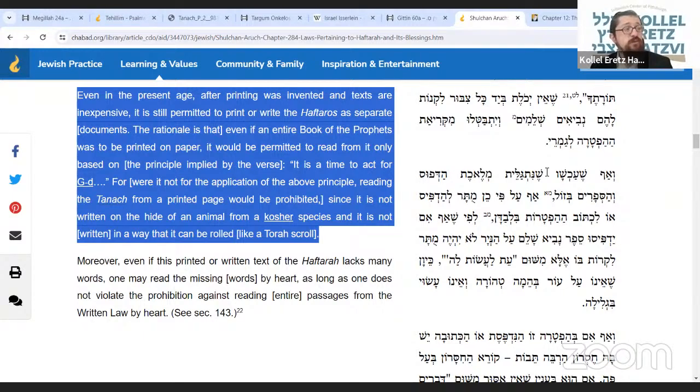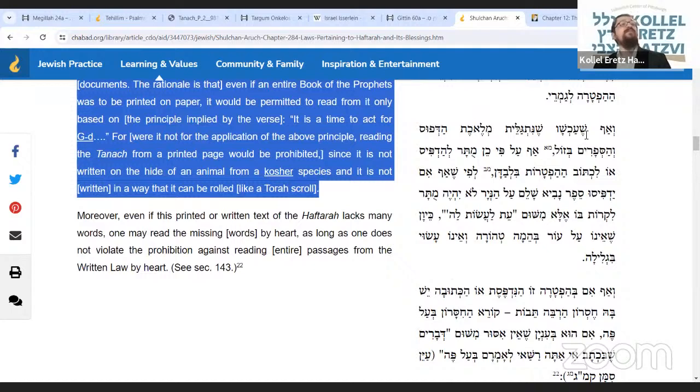Because you're anyways only doing it as a heter. The reason why you're not doing it from an actual written parchment scroll is because the sages allowed it, since there's no other way. So reading from paper is the same thing. If it's not written on kosher hide of a kosher animal, and it's not rolled up like a sefer Torah, you're doing it only because the sages allowed it, and therefore it could be allowed even if it's not a complete book. So you don't need a Nach. It could be just the haftorahs themselves.